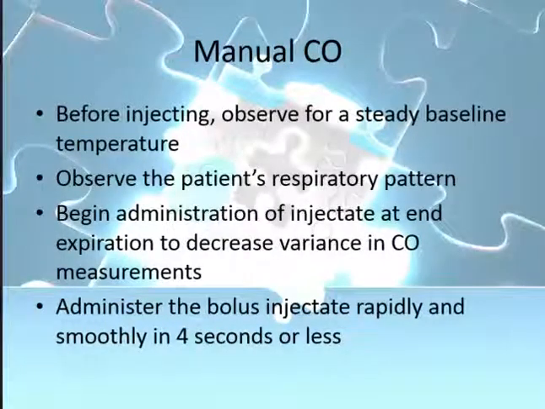Before injecting, you're going to observe for a steady baseline temperature. You're going to observe the patient's respiratory pattern. You're going to begin administration of the injectate at end expiration, just like they were talking about, to decrease variance in cardiac output measurements. When you get your CVP measurements, if it's just a CVP line, you should do it at end expiration as well.